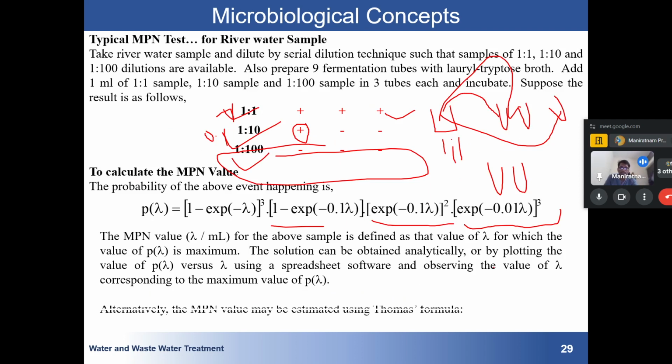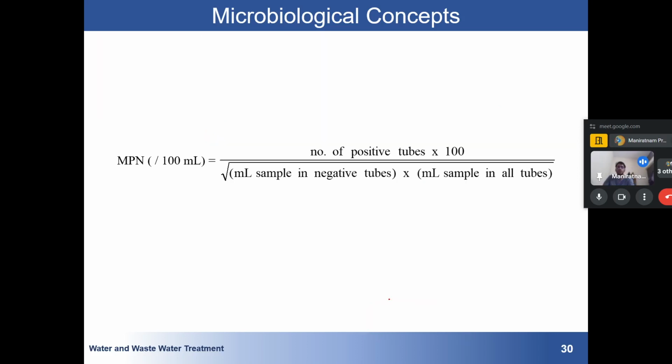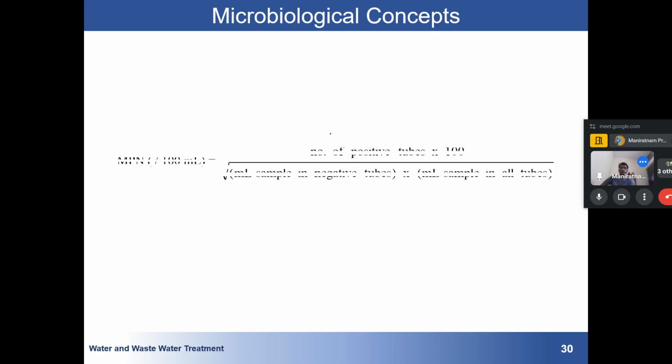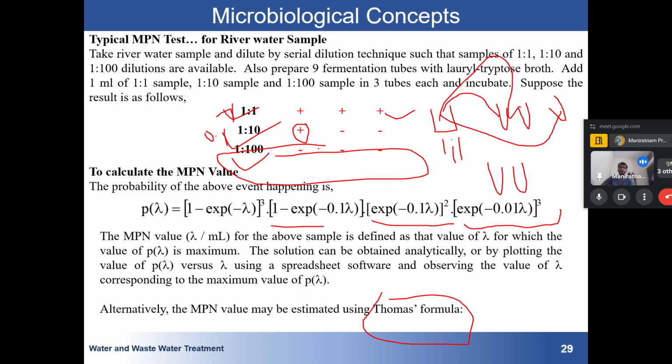So this is a theoretical way to calculate your MPN. Alternatively, there is another formula, which is given by the Thomas formula. The Thomas formula is given by the number of positive tubes, so here what is the number of positive tubes? 1, 2, 3, 4, into 100, divided by the ml of the negative sample.